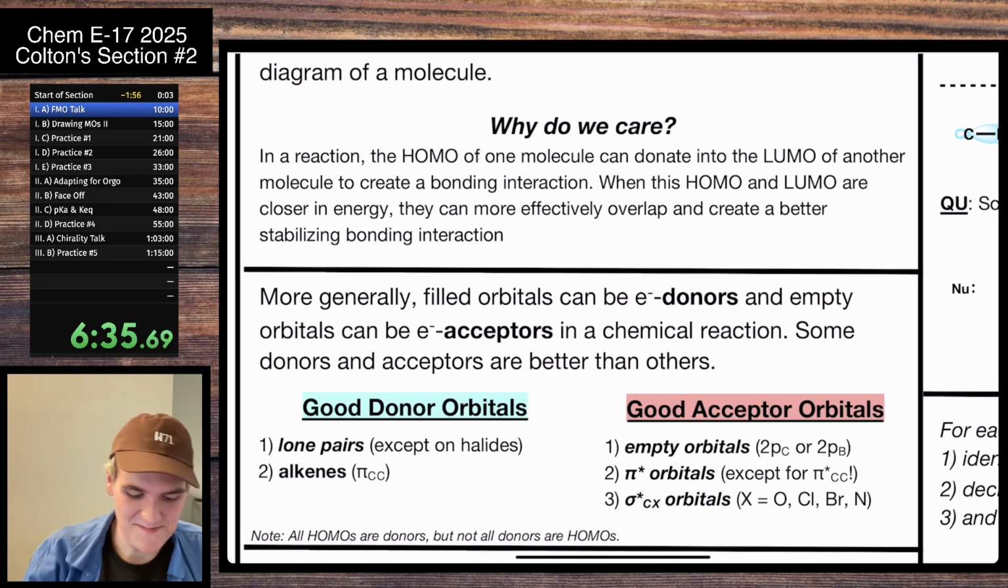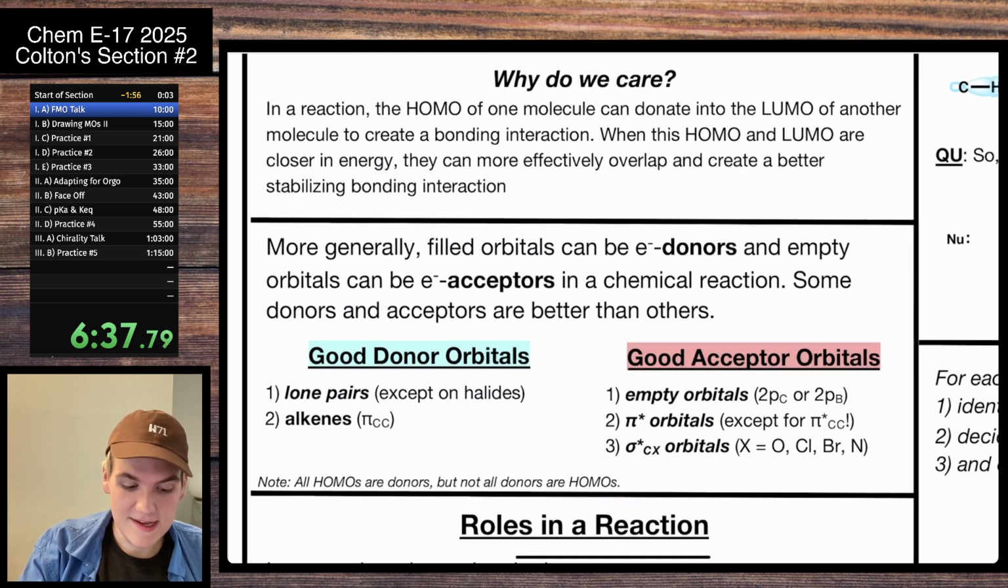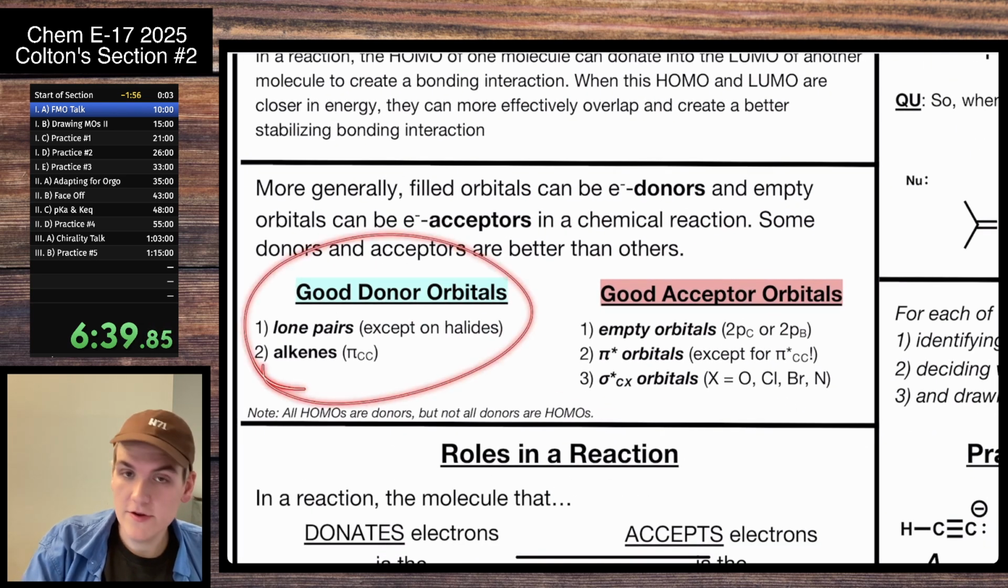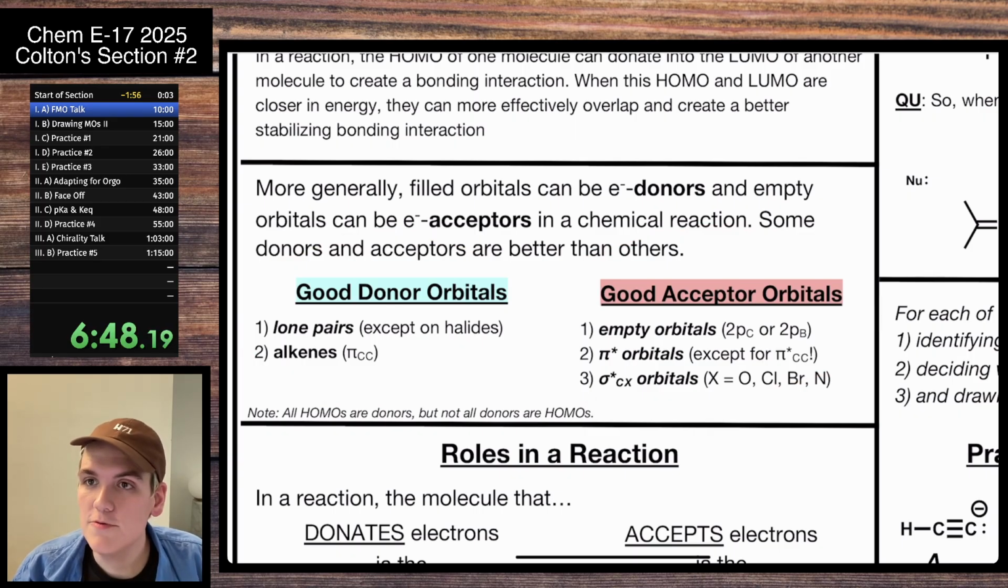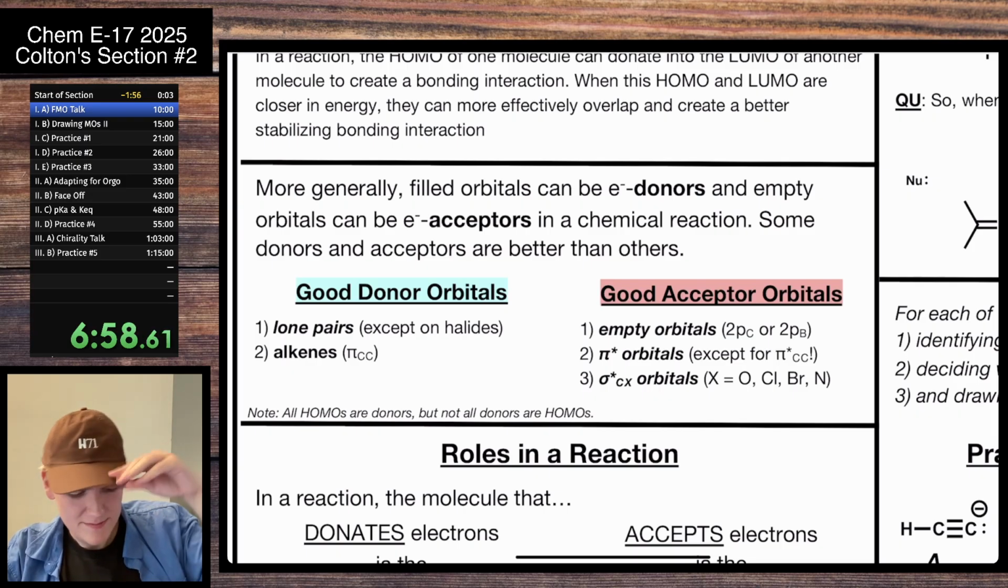So that's coming. These are good donor orbitals, and these are good acceptor orbitals, but these might not necessarily be the HOMO or LUMO of a molecule. They oftentimes can be, and this will give us our short list for what is probably the HOMO or the LUMO. We'll see that when we do an example here.